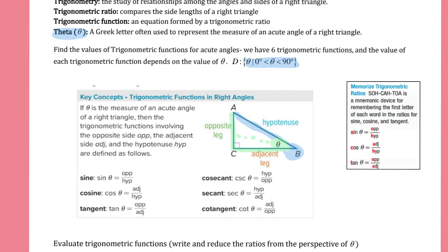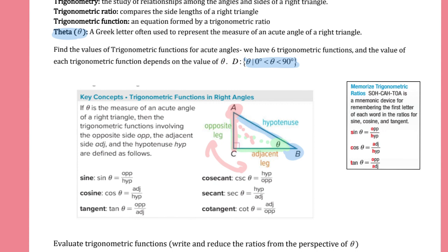Now, if you change your mind and you're like, okay, I'm going to go stand over at A, well, the hypotenuse stays the same, but the words for adjacent leg and the opposite leg would be interchanged, because the adjacent leg to A would be AC and the opposite leg from A would be BC. So we're going to stick with just standing at theta, standing at angle B, to answer these questions.